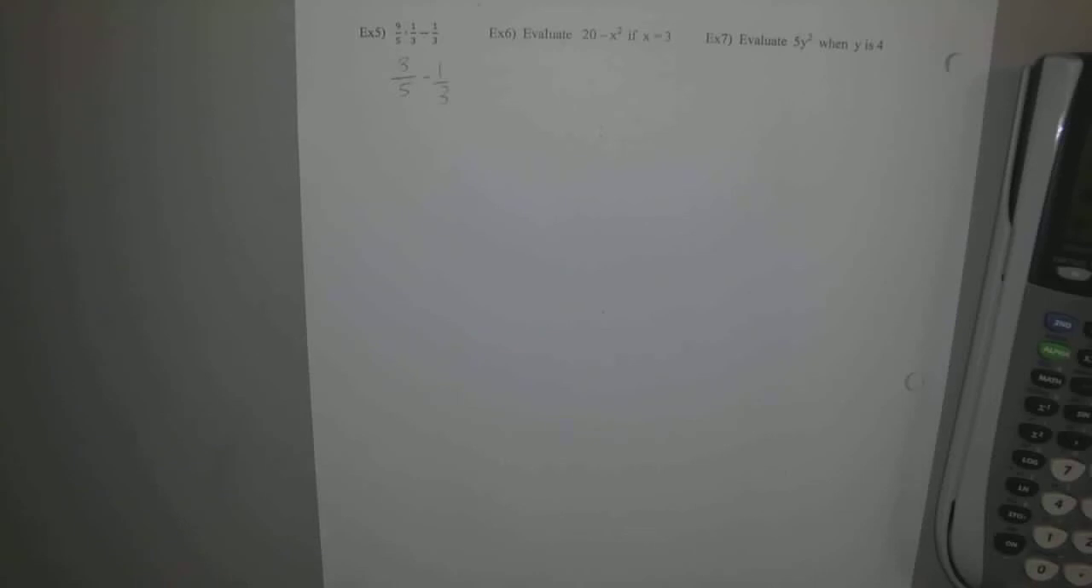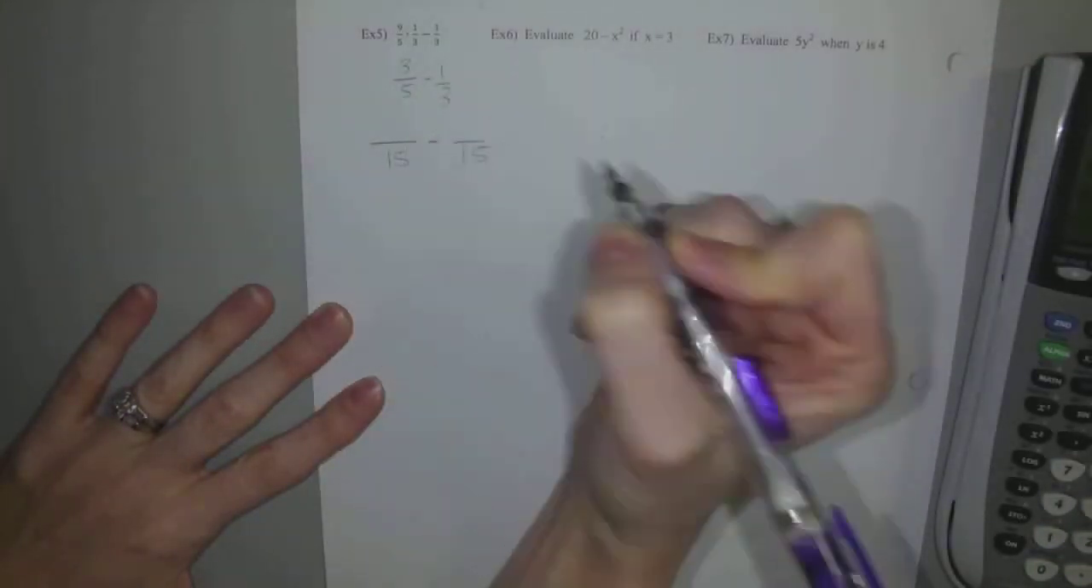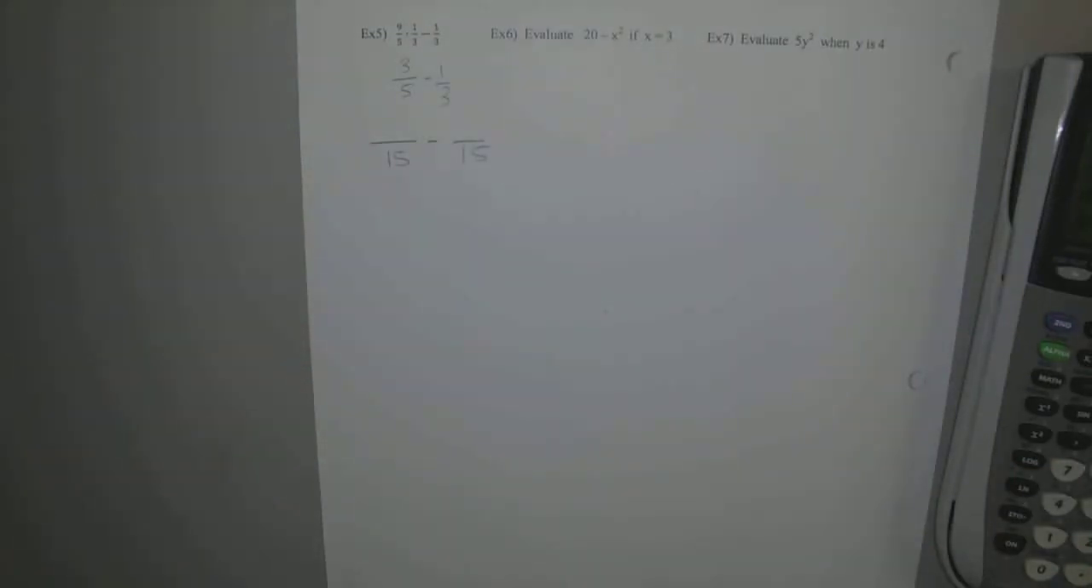15. And how I do it is I always start with the bigger denominator. And I say, does 3 go into 5? No. And then I double my biggest denominator. 2 times 5 is 10. Does 3 go into 10? Nope. Then I triple my biggest denominator. 3 times 5 is 15. Does 3 go into 15? Yep. So my common denominator is 15.